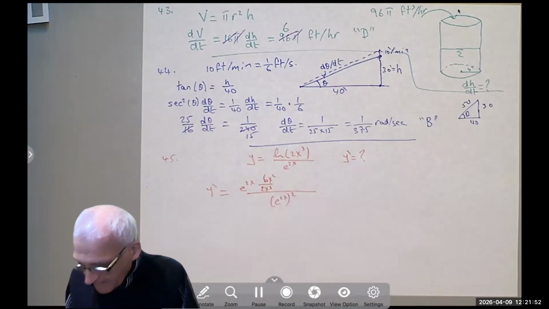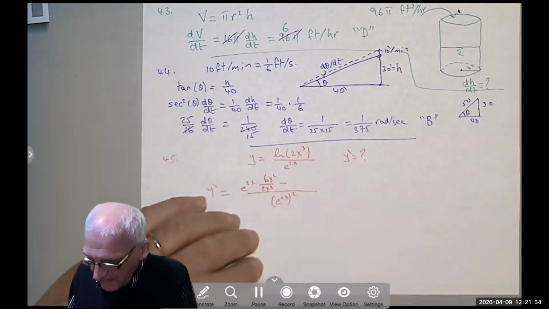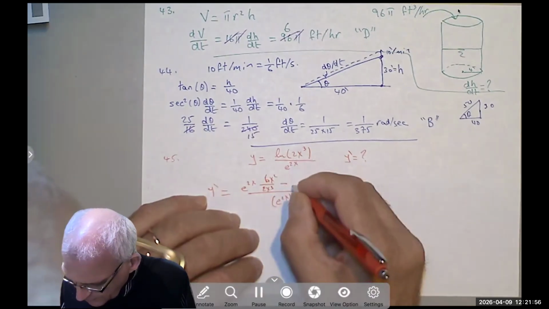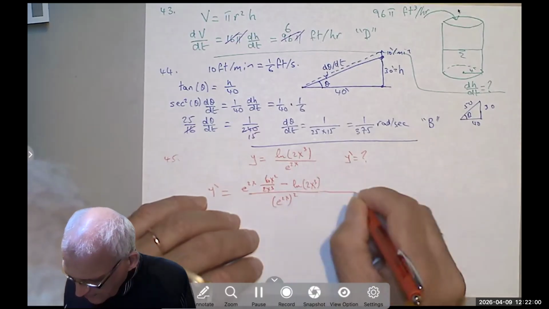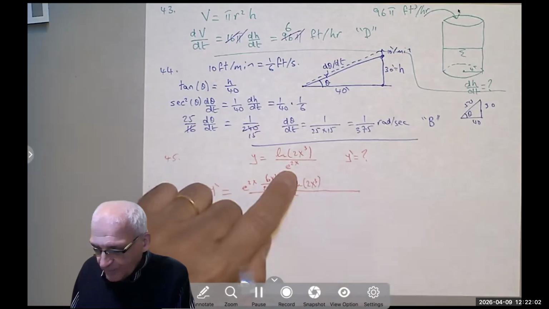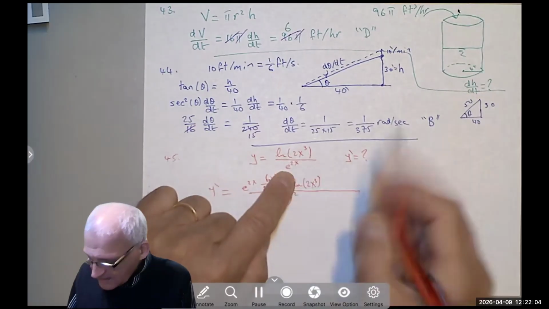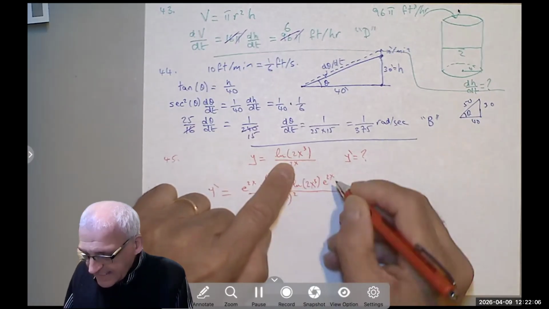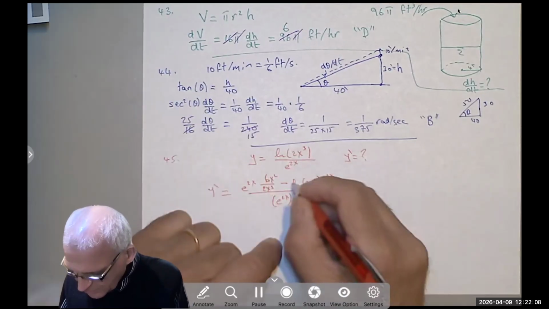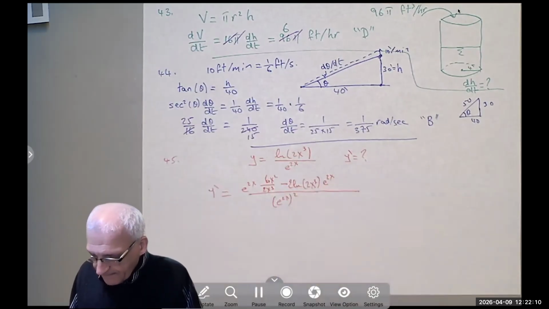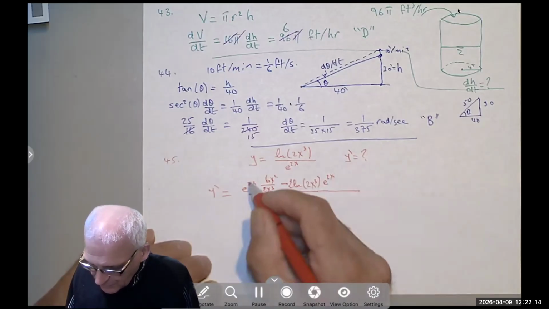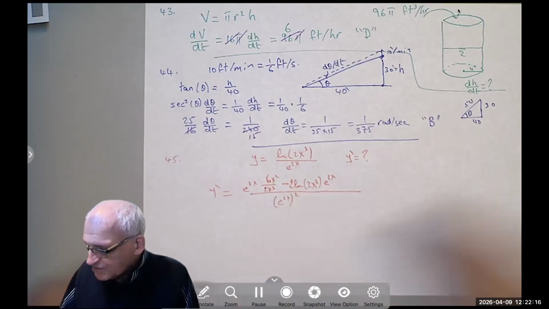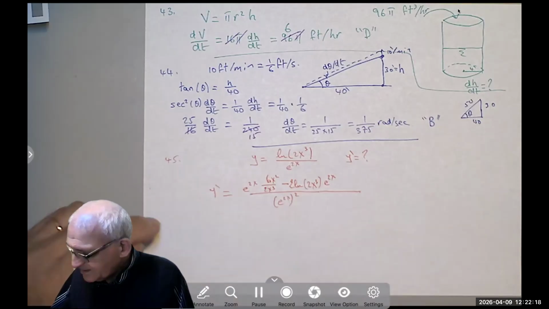That's it. Minus the numerator times the derivative of the denominator. E to anything is e to that thing. And then you have 2x, so you multiply by 2. Okay, notice you have e to the 2x, e to the 2x, e to the 2x squared. So I can come here.